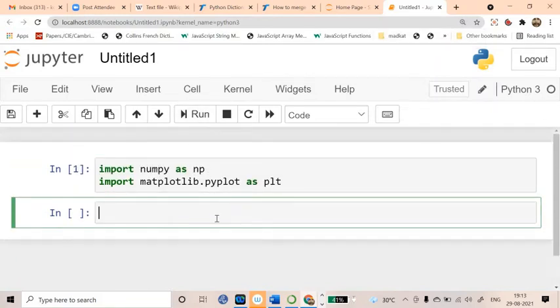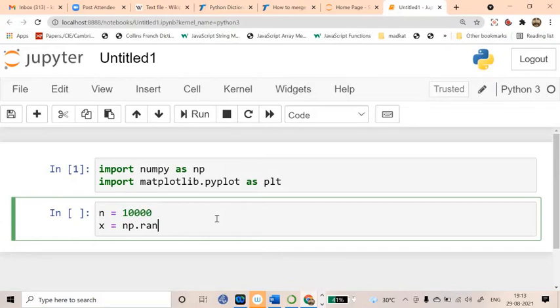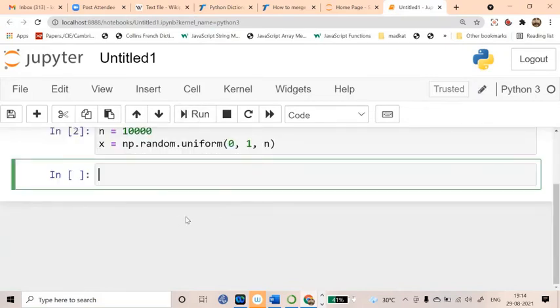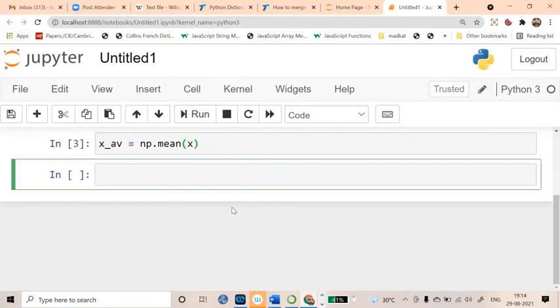Now let me take n equal to 10,000 data, and we create x equal to np.random. We go to the random module in NumPy, and we take uniform random numbers between 0 and 1, and n, 10,000, is the number of numbers. So x is now a series of 10,000 random numbers between 0 and 1. We also have to calculate x average, which in one shot we can do with np.mean of x.